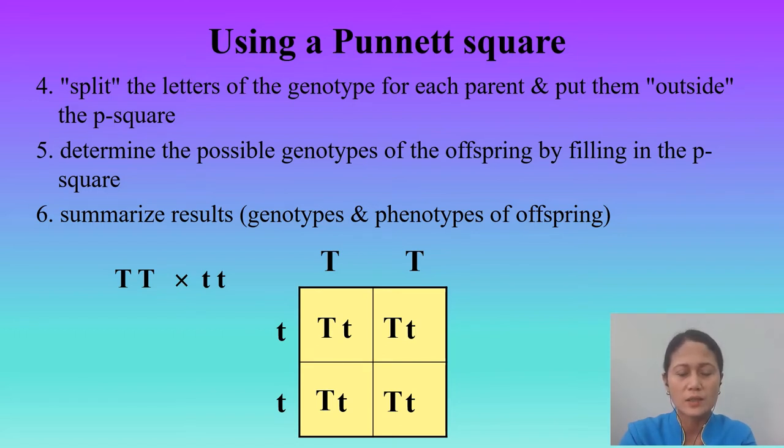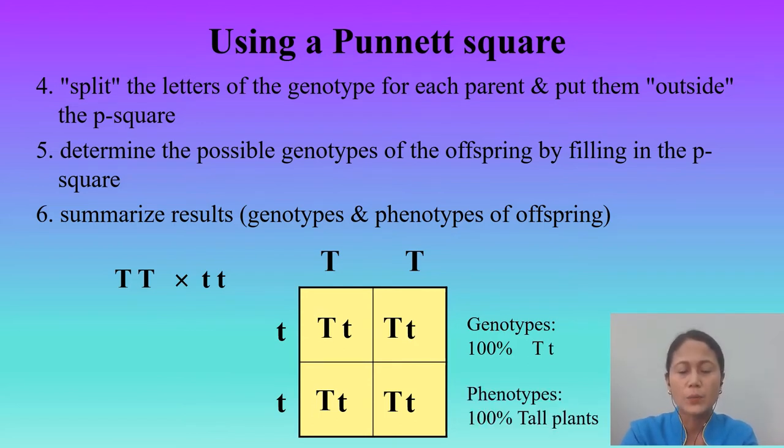So what are the genotypes and the phenotypes of the offspring? So the genotypes are, we have here 100% heterozygous for tall. When we say heterozygous, we have a capital T and a small t. And then for the phenotype, we have here 100% tall plants. Why? You remember tall is dominant over recessive, so every time there is the presence of tall, it will mask the effect of the short, so that a big letter T and a small t will give you a phenotype of tall. So these are the basic steps in using a Punnett square.